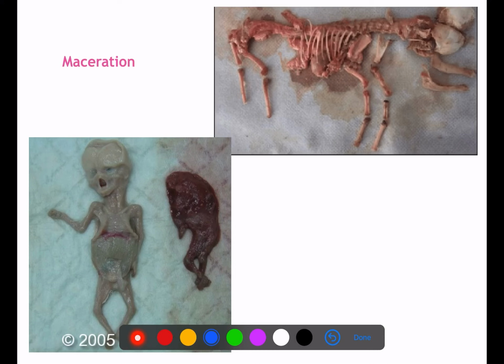Maceration, as we see in this picture, is lysis of all body parts of the fetus after its death.